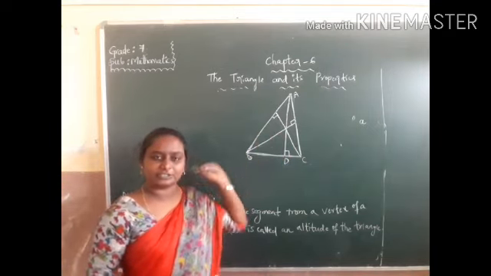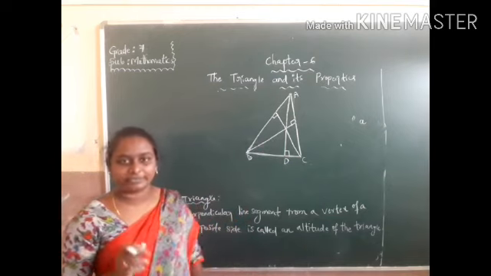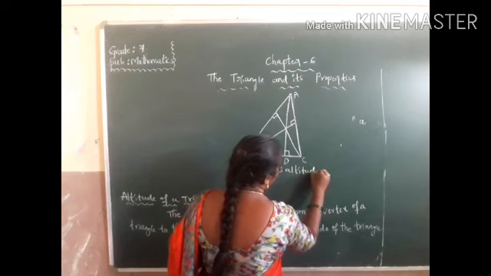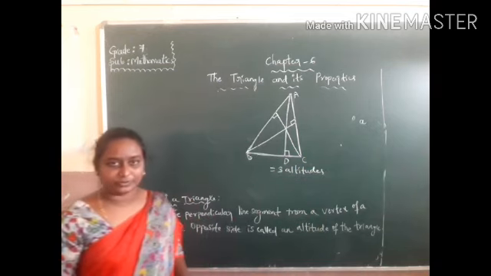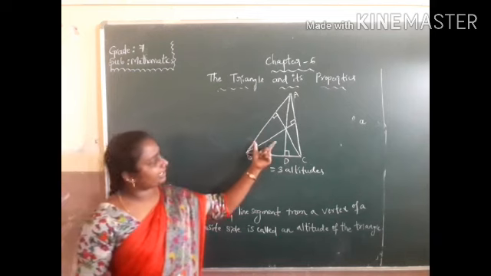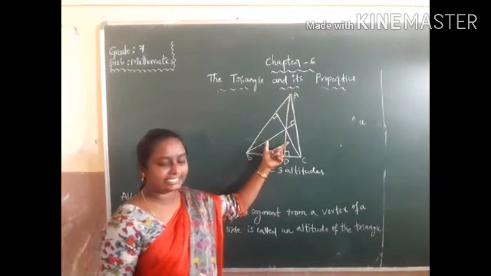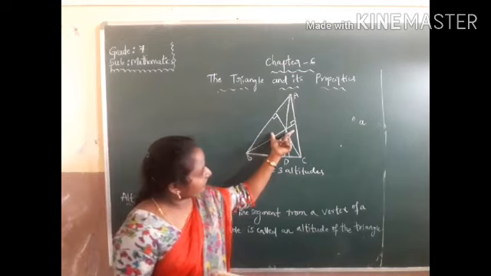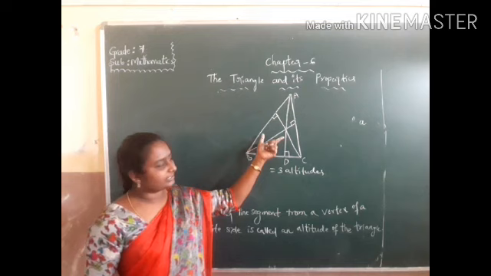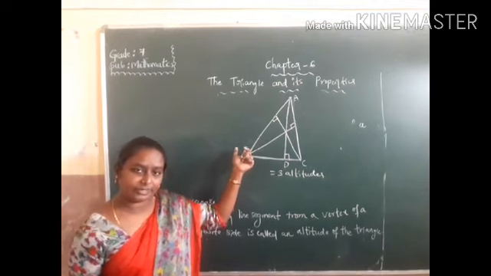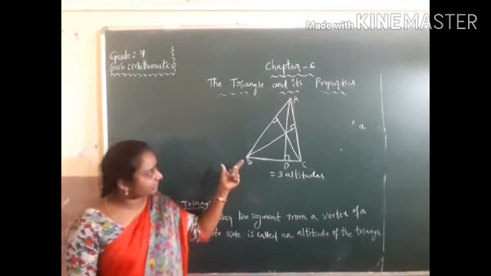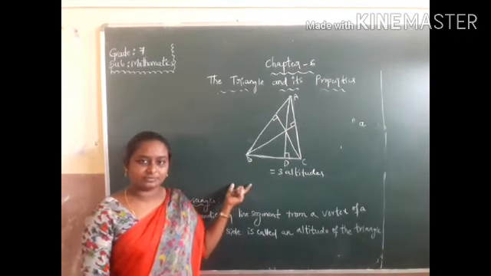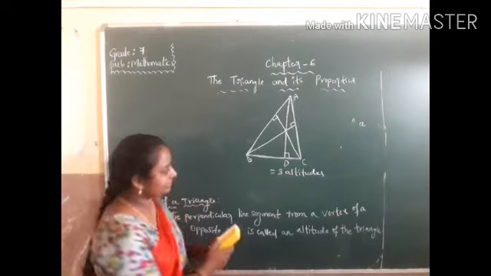So how many altitudes does a triangle have? Very good. It has 3 altitudes. These 3 altitudes all lie in the triangle. Yes, all these altitudes lie in the triangle. Always tell me, all the altitudes in all the triangles will lie inside. Just check once.